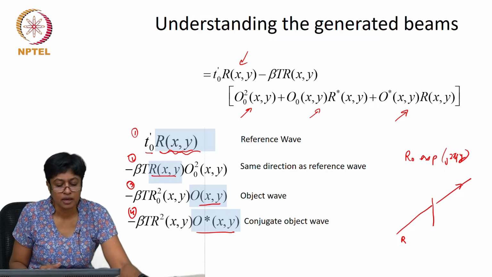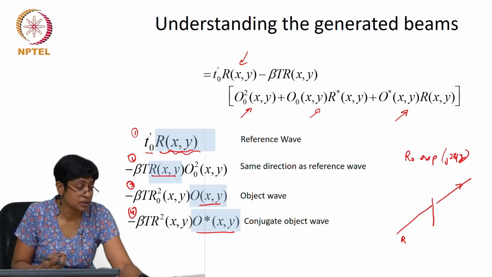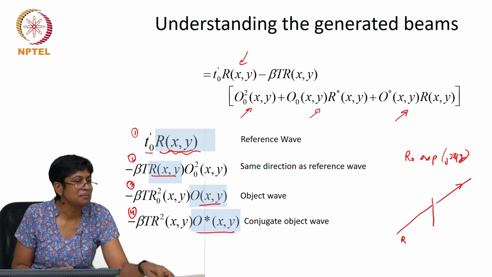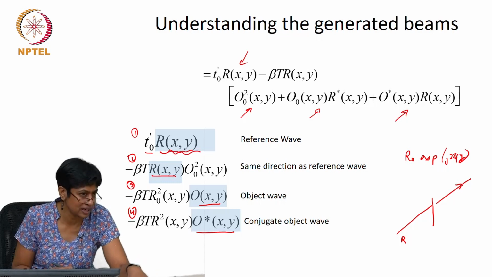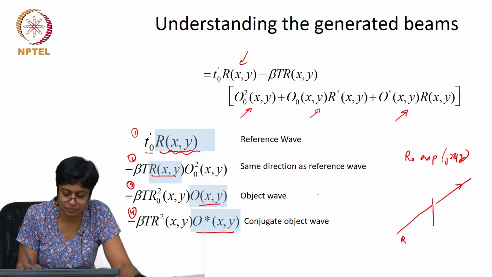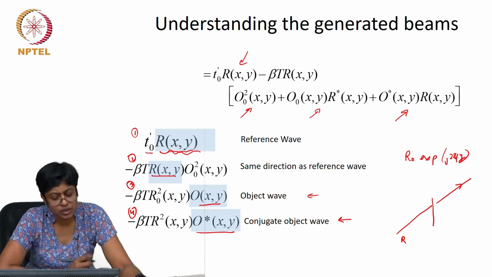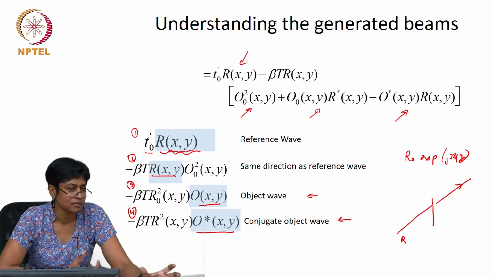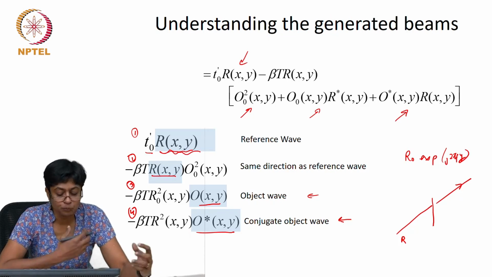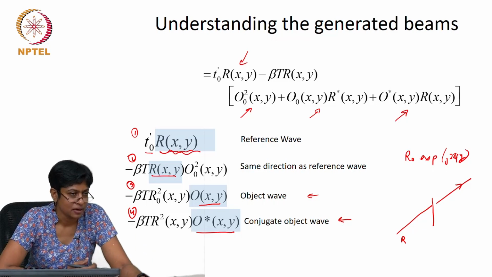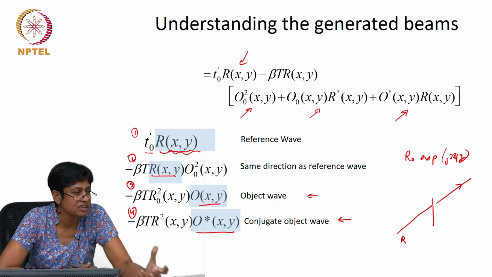Okay. So, which beams or which beam carries the information that is useful to me? Well, it must be the beam that has the object phase in it. And you can see there are two beams. There is one which has this and one which has this. Okay. What do you think a conjugate object, how would, so the object wave carries the object information, the object phase. If I take the conjugate of that, how would that look like? How would I perceive it differently?